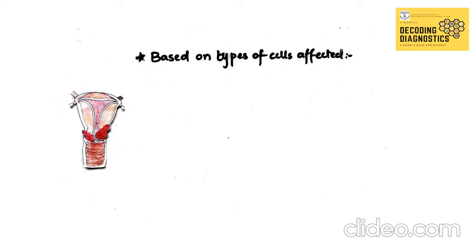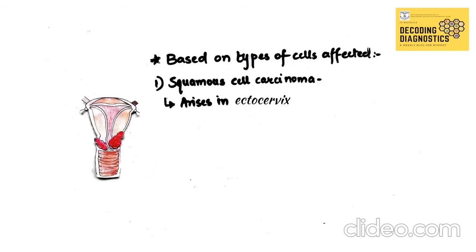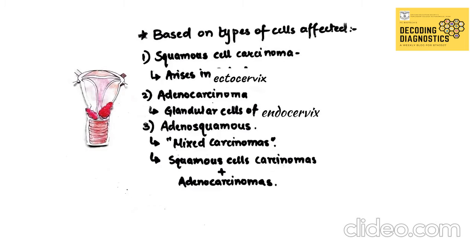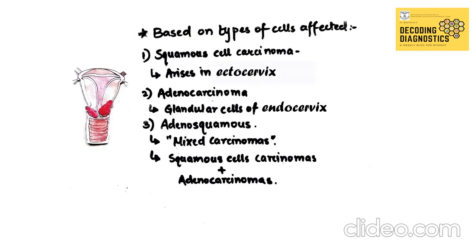Based on the type of cells affected, squamous cell carcinoma is the most common type of cervical cancer and arises from the squamous cells of the ectocervix. It begins in the transformation zone. Adenocarcinoma is the type that arises from columnar cells, also called glandular cells of the endocervix. Adenosquamous carcinoma is also called mixed carcinoma and has both squamous cell carcinoma and adenocarcinoma.